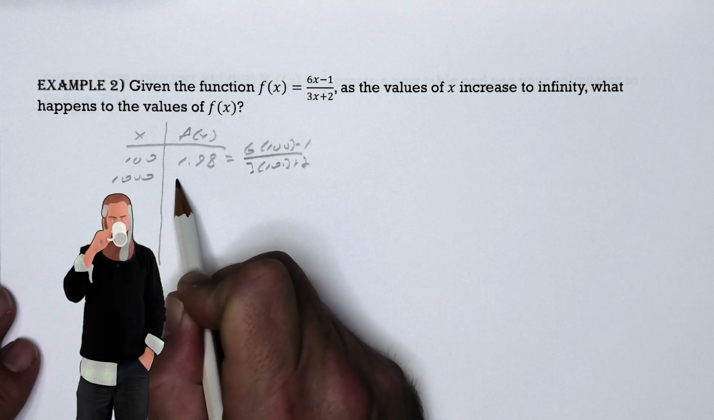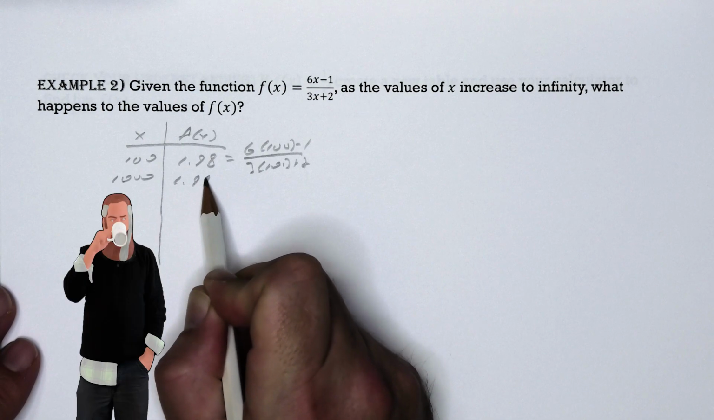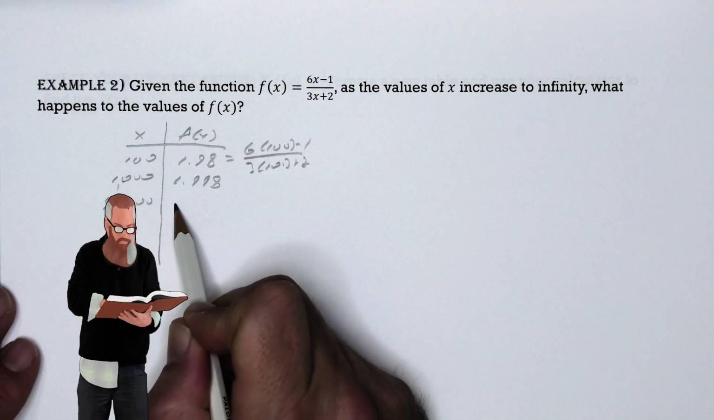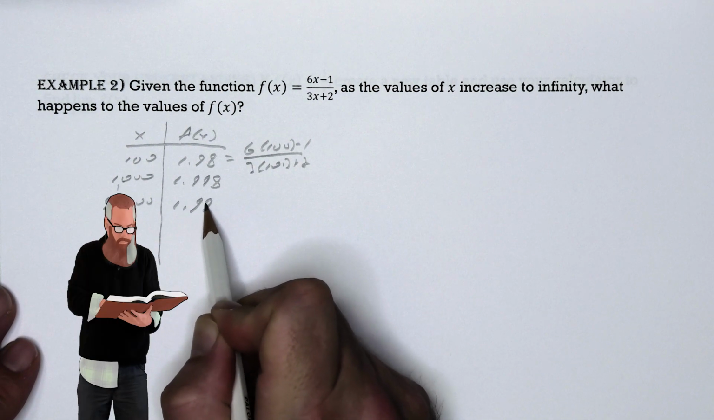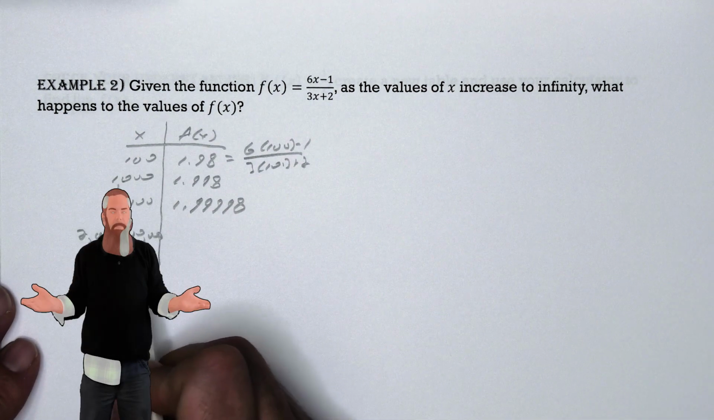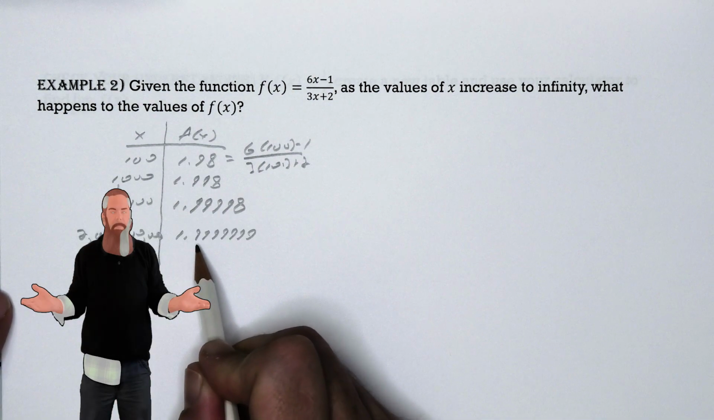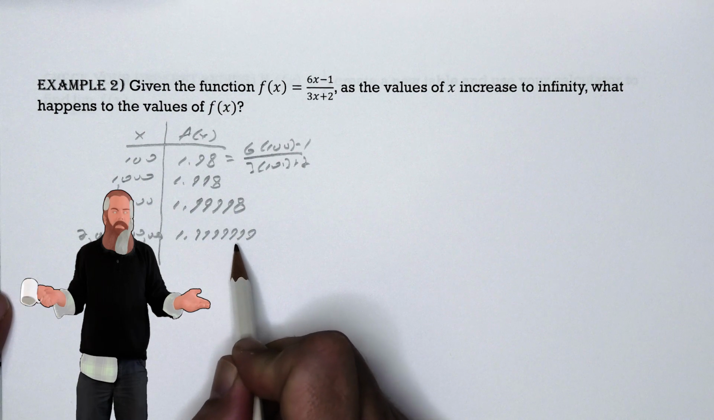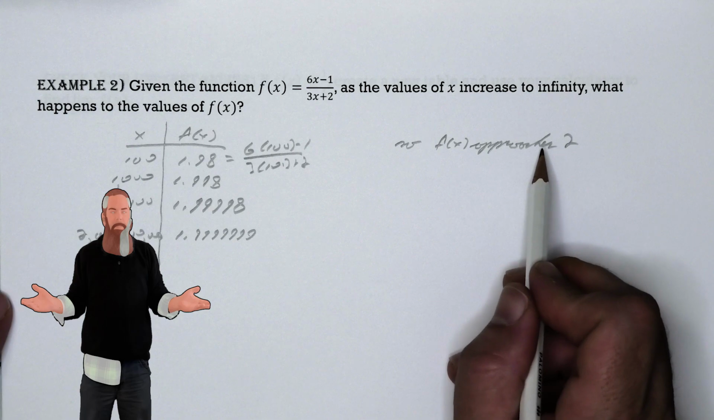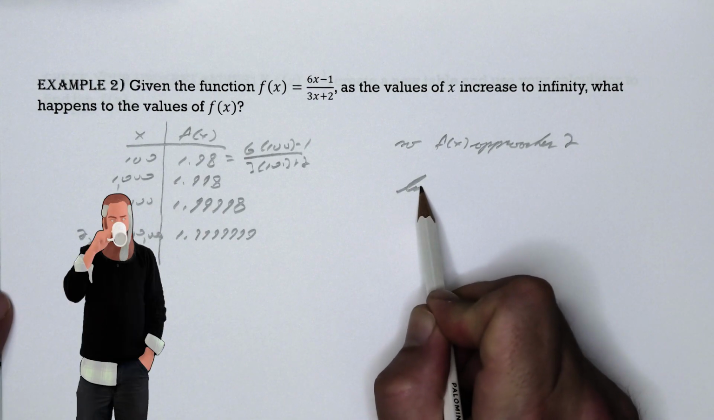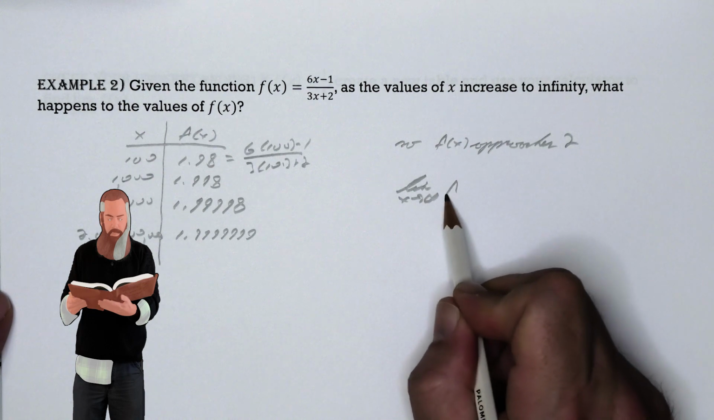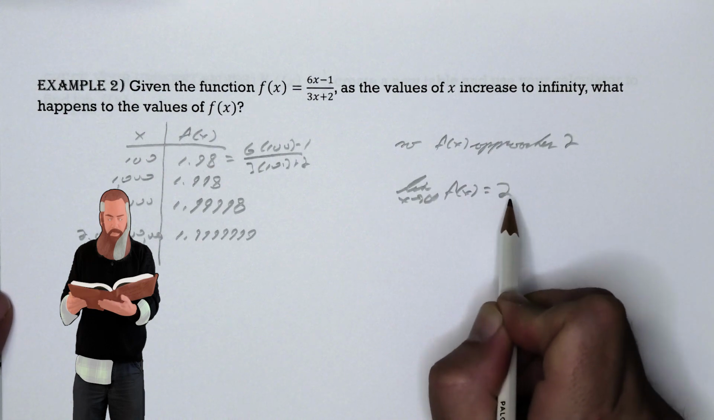When x is 1,000, we would get 1.998. Well, when x is 90,000, to make a big jump, we get 1.99998. What about if x was 2 billion? Then we would get 1.9999999. So we can see that f of x approaches 2. It gets very close. This means the limit as x approaches infinity of f of x is 2.